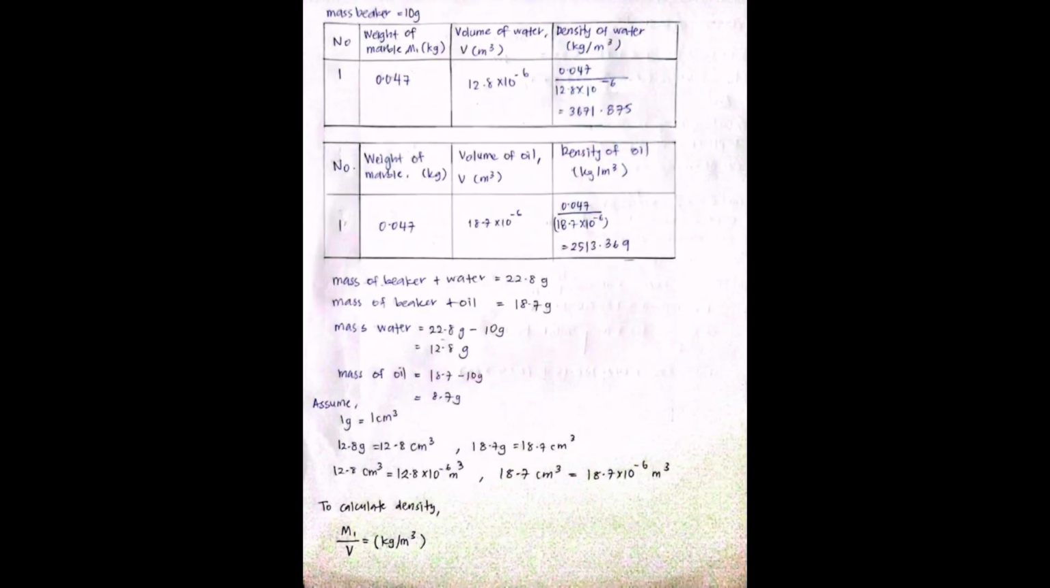I will explain how to calculate the density of the water and oil. We have weighed the marble, beaker, water and oil, and we get the value of the beaker plus water is equal to 22.8 gram, and to get the weight of the water, we need to subtract the weight of the beaker, which is 10 gram. The result is 12.8 gram and is converted to meter cube by multiplying by 10 to the negative power of 6, and we get the volume of water as 12.8 multiplied by 10 to the negative power of 6. Finally, the density formula is the weight of marble divided by the volume of water, and we get the value in kilogram per cubic meter.